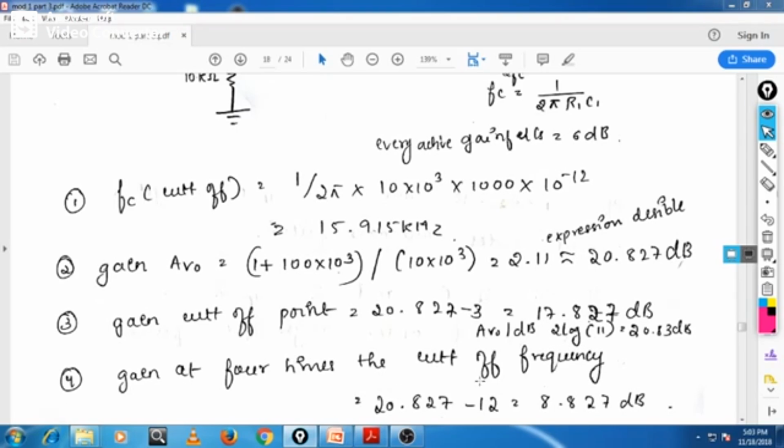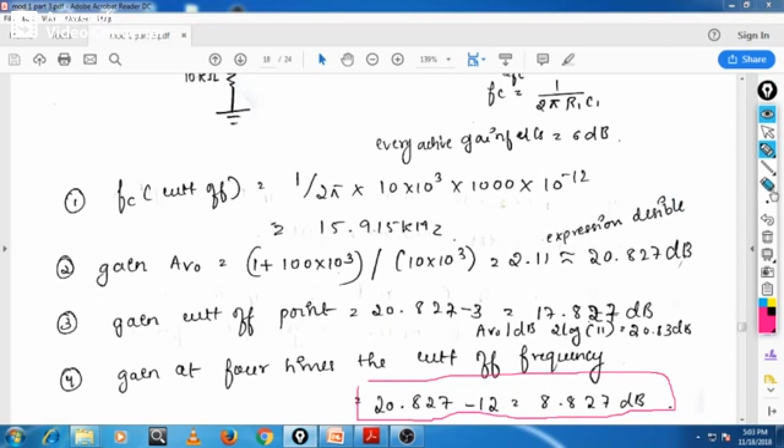Now the gain at 4 times the cutoff frequency. We have to calculate the gain at 4 times the cutoff frequency. So how do we calculate that? This is the answer, the gain at 4 times the cutoff frequency. We will get 8.87 from 20. See, this is the gain at the cutoff frequency.